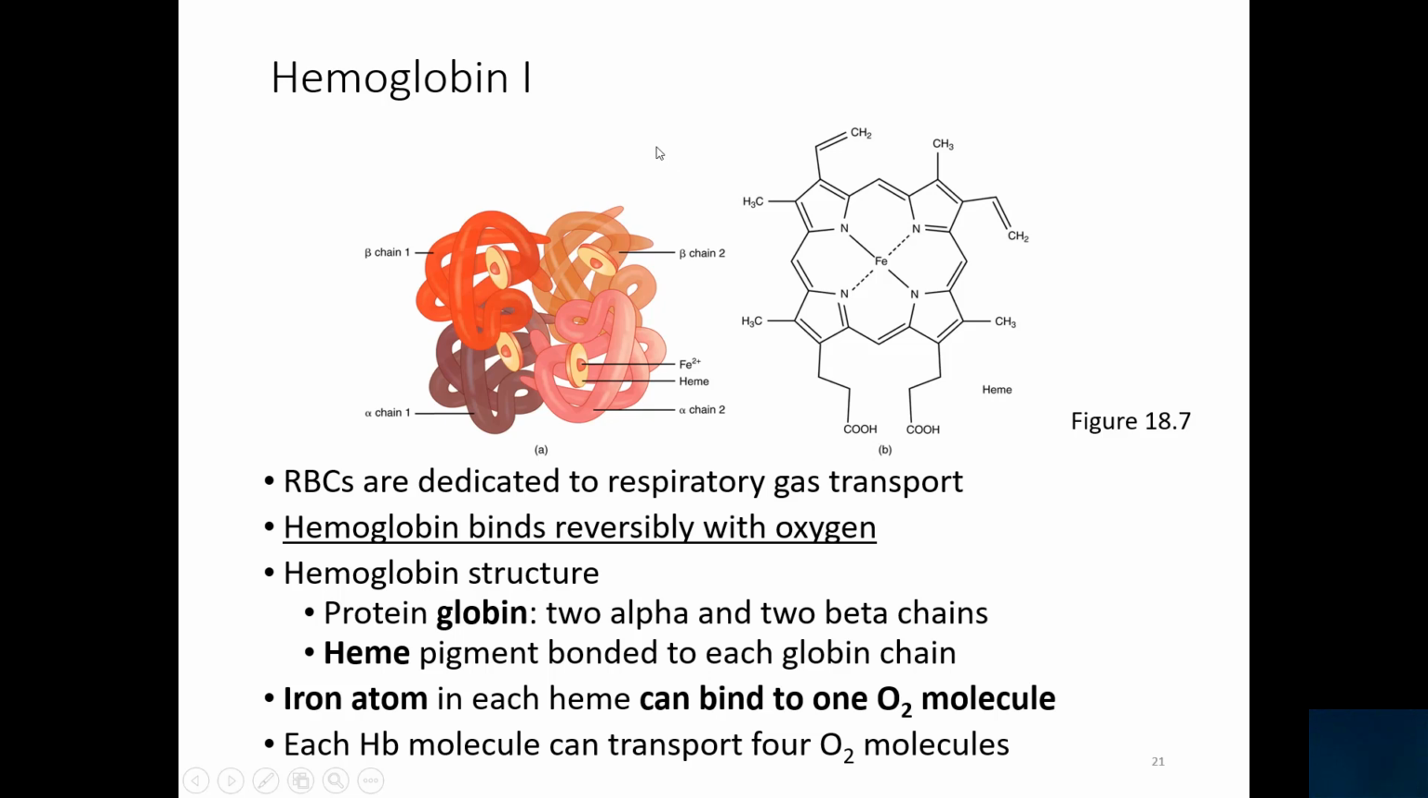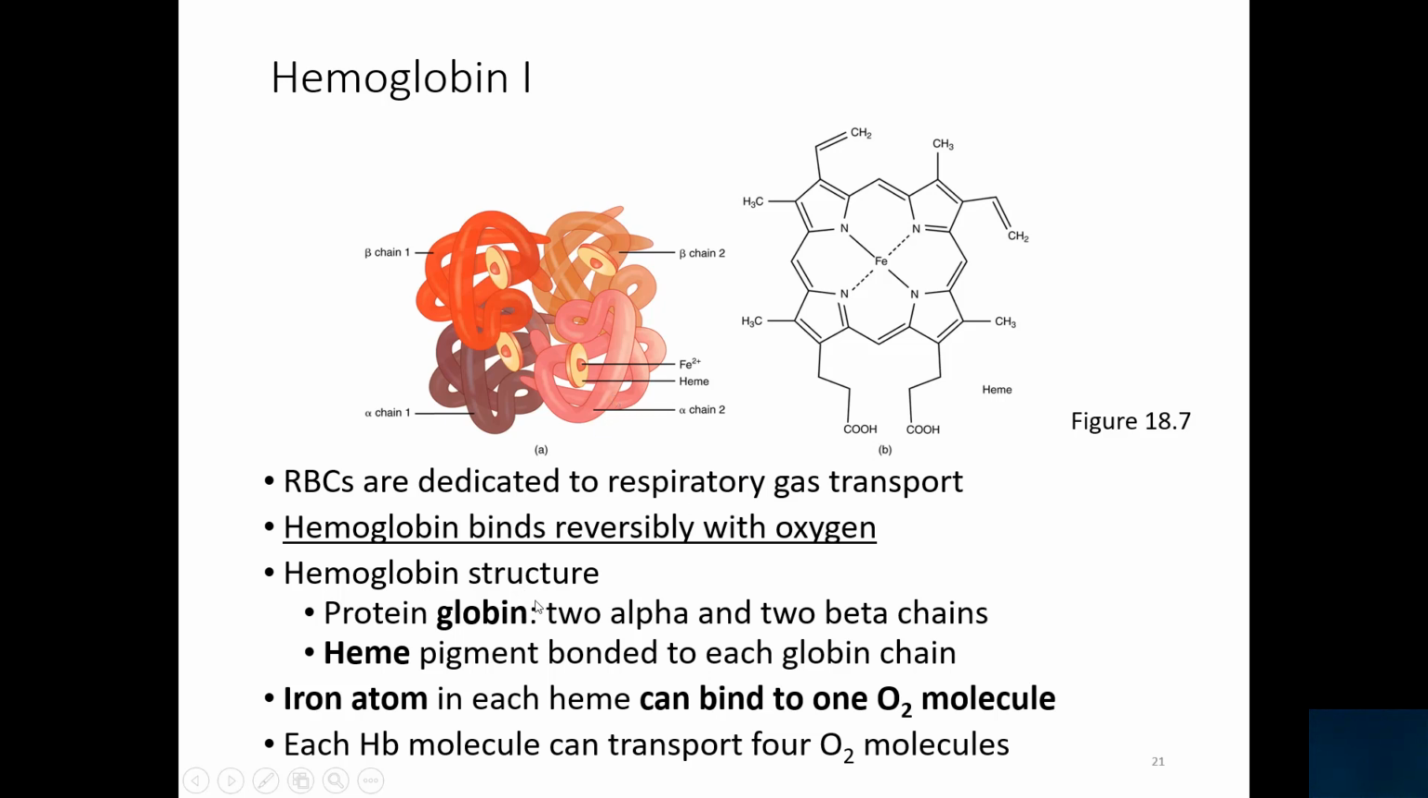So that protein, hemoglobin, inside red blood cells carries gases. Why do we say gases? Because not only oxygen is transported by red blood cells, but also a small amount of carbon dioxide. Hemoglobin binds reversibly with oxygen: oxygen attaches itself to hemoglobin and then can detach.